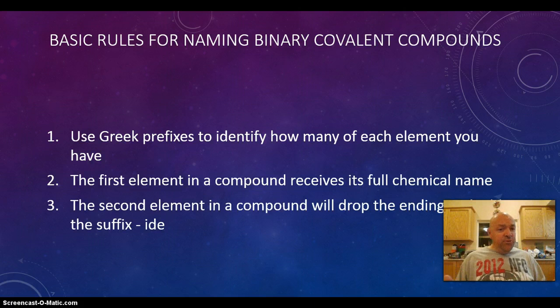So again, for the second element, you're still going to use the Greek prefix, whatever it might be, and then you're going to add the ide on the end of that. So the second element will have a prefix and a suffix. And once you've done that, then you're done naming the compound. That's all there is to it.